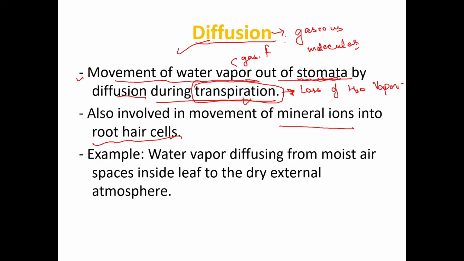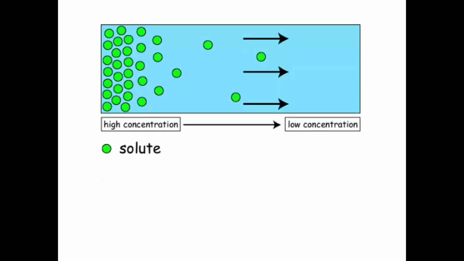Let's read some examples, like water vapor diffusing from the moist air space inside the leaf to the dry external atmosphere. Look how things work. High concentration always moves towards low concentration. The green particles, the gaseous molecules, are concentrated at one side. They diffuse from the higher towards the lower region.